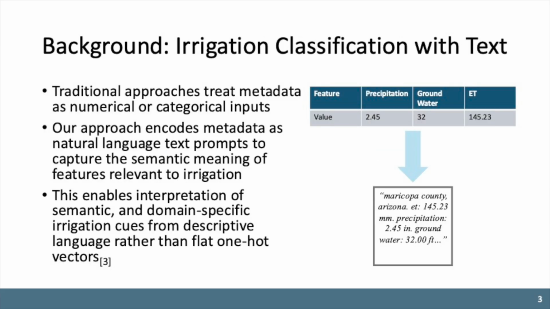Traditional approaches treat all of this data as pure numerical or categorical inputs. Our approach encodes this data as natural language text prompts to capture the semantic meaning of these features relevant to irrigation. This enables our models to hopefully interpret semantic and domain-specific cues from this language rather than just pure data.